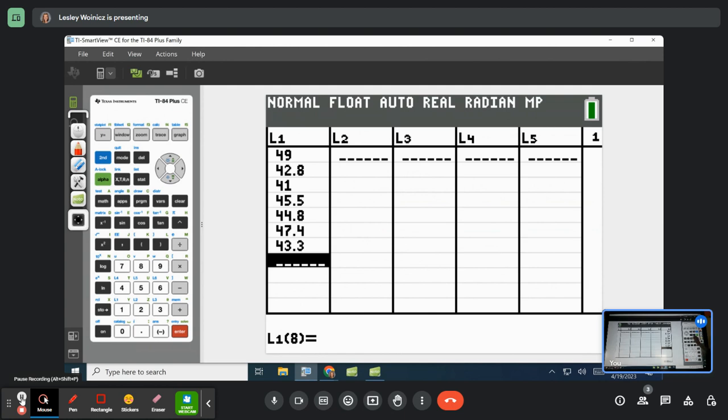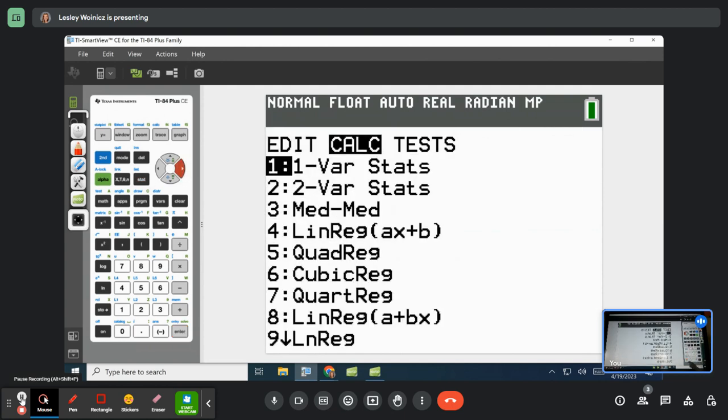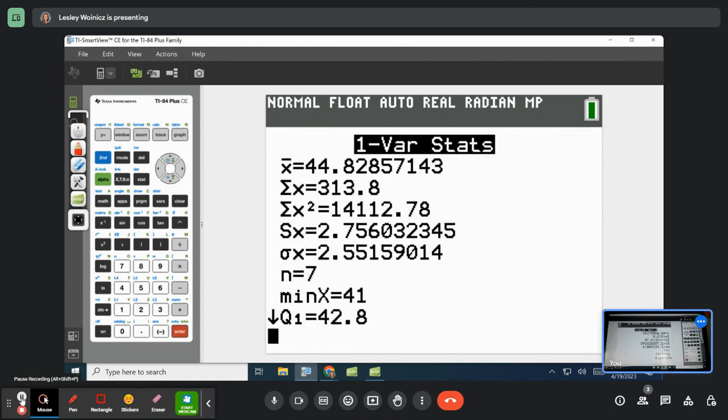All right, let's go back to stat. Then to calculate, we'll calculate our one variable stats. And look at all our goodies. We got pretty much everything we need. All right, let's fill in this table.